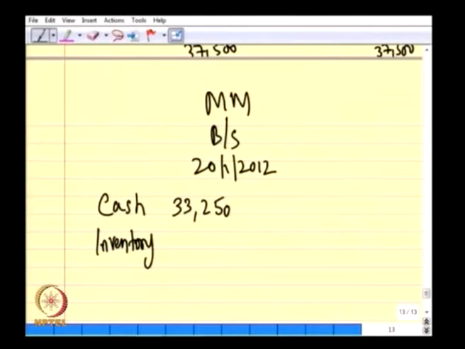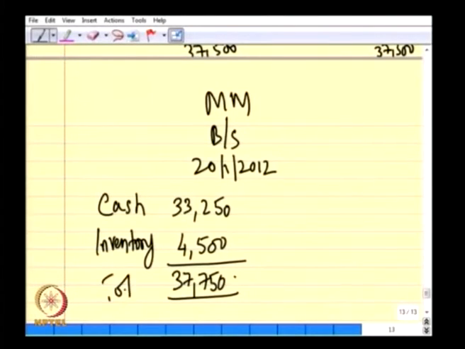What would be the value of the inventory now? I did not sell an item from thin air. I consumed some inventory. What is the value of the inventory that I consumed? It is 500. So, from that 5,000 that was existing before, I sold 500 worth merchandise. So, what will be the total here? So, this is on the asset side.